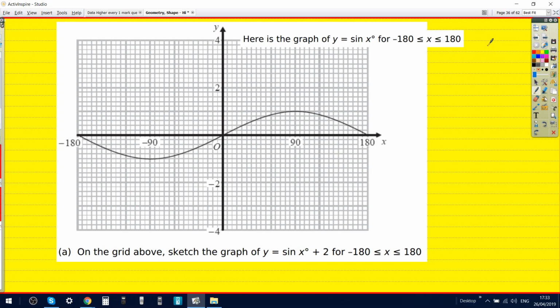What would you do here? So it's sin x plus 2. So do you just move it across by 2? That would be if it was in a bracket next to the x. Does it go up by 2 then? Yeah, everything goes up by 2. So every point, that 90-degree point would be on 270... Yeah, you just move them all up by 2. There we go.